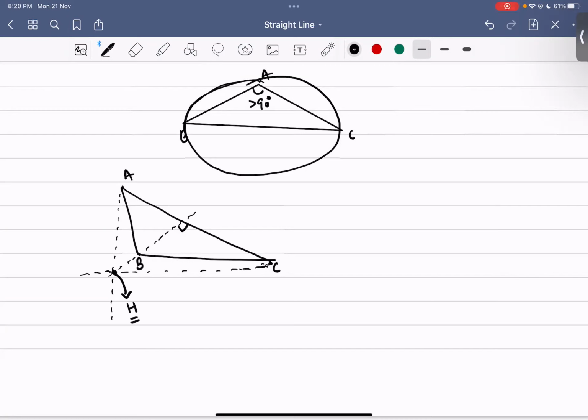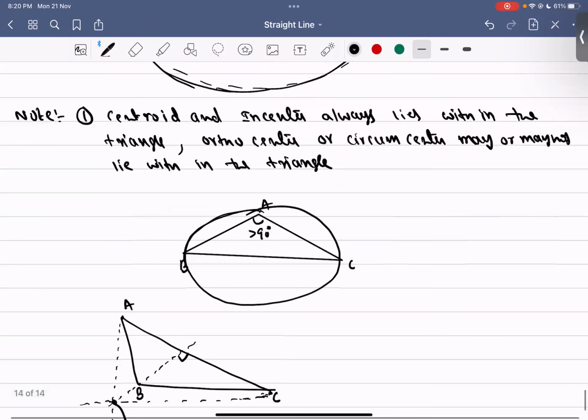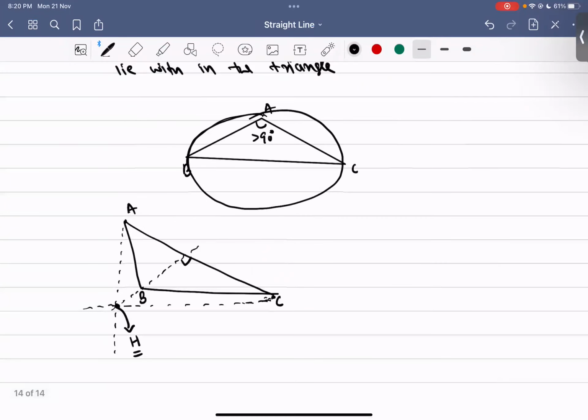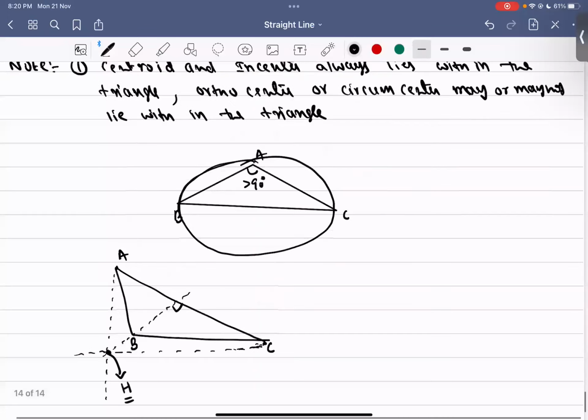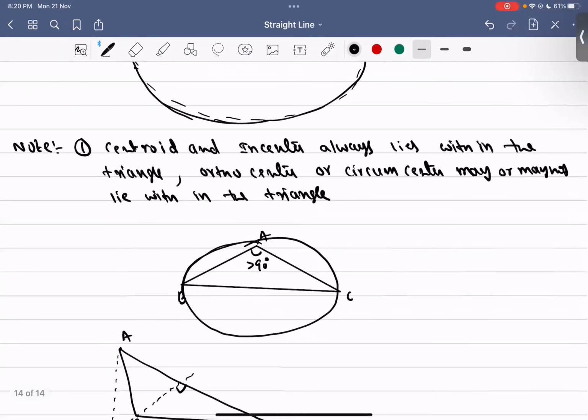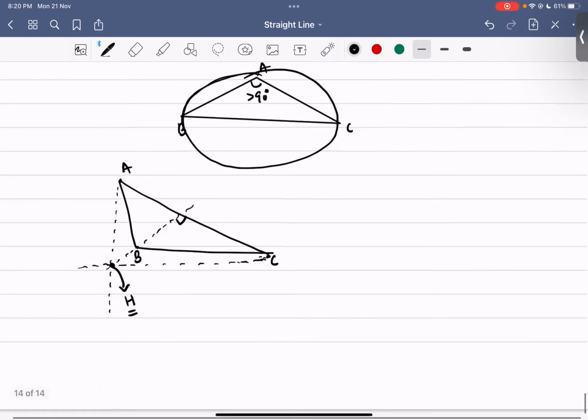In this situation, the angle is greater than 90. Yes, sir. So this is the reason. Yes or no? For an obtuse angle triangle, the circumcenter and orthocenter lie outside. That is the meaning of this note. Next, note number 2.